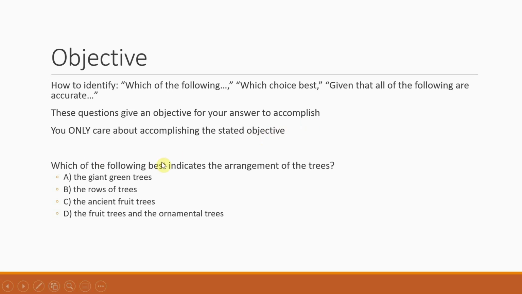Which of the following best indicates the arrangement of the trees? Now, obviously, you don't have the essay in front of you here to know what's going on with the trees, what they are talking about, because that doesn't matter. You're going to be tempted to try and test that. Doesn't matter. I know this is an objective question that says, which of the following? Well, what is the objective? What do they want my answer to do? They want it to indicate the arrangement of the trees. So let's look at our answer choices.